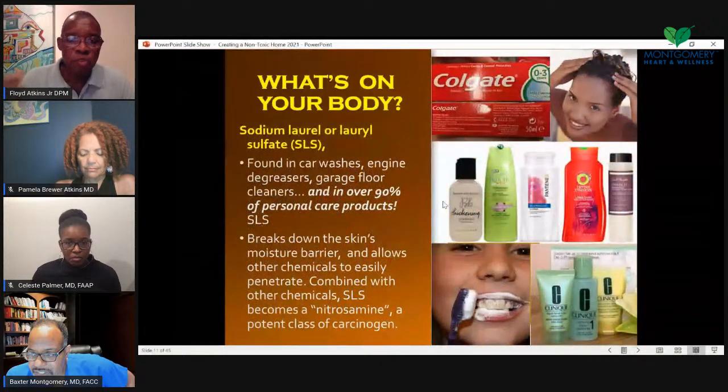I'm going to move a little faster because it's a lot of information to cover, but I want you to see these pictures and understand, because these are products we use every day and we're accustomed to.